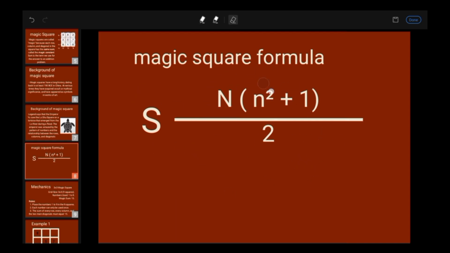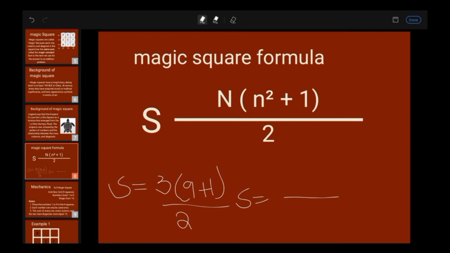Example, S is equals to n, which is yung 3. Then, 3 times 3 is equals 9 plus 1 divided by 2. Nagiging siyang S is equals to 9 plus 1, 10. 10 times 3 is 30. 30 divided by 2 is 15. Ayan.